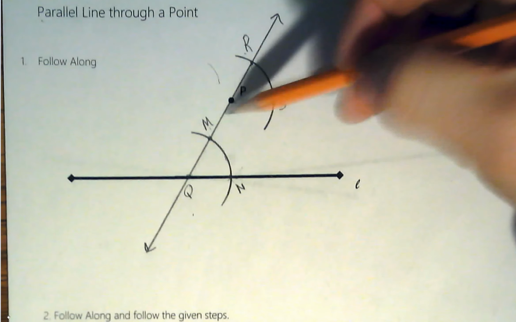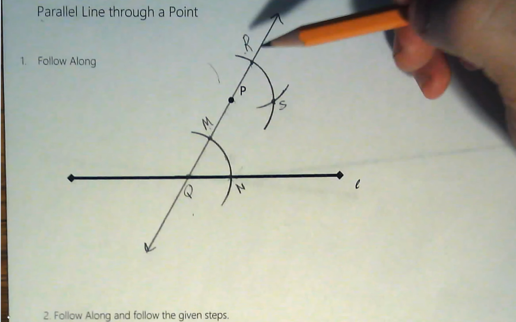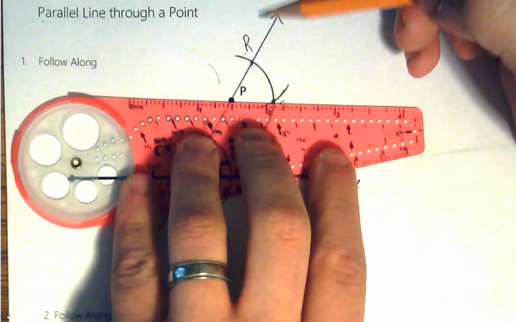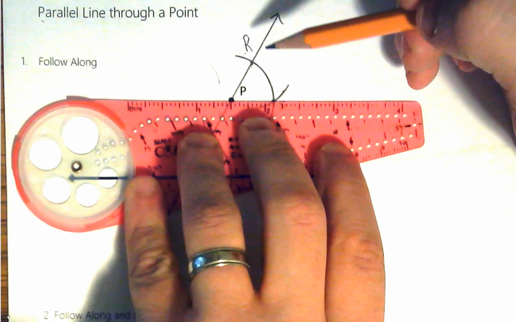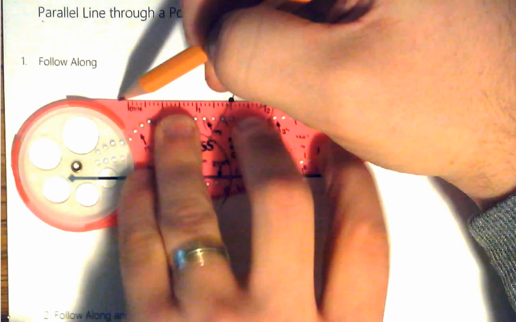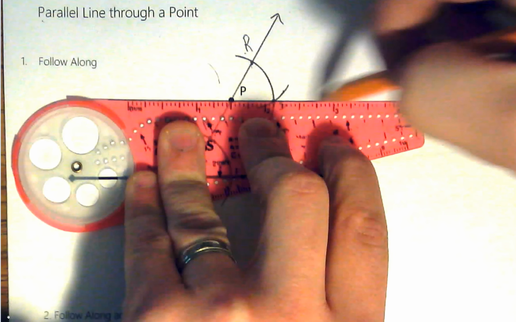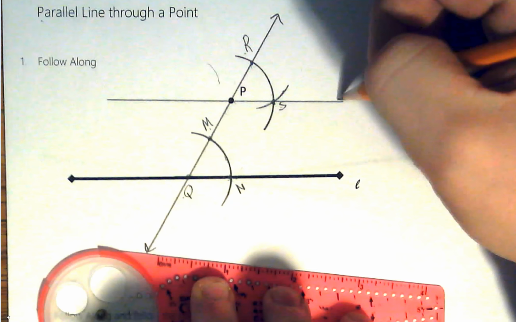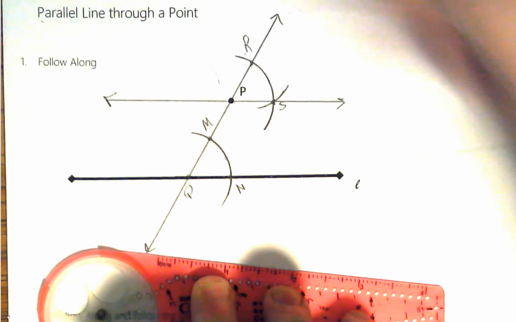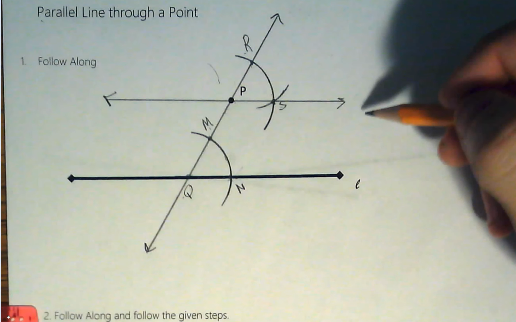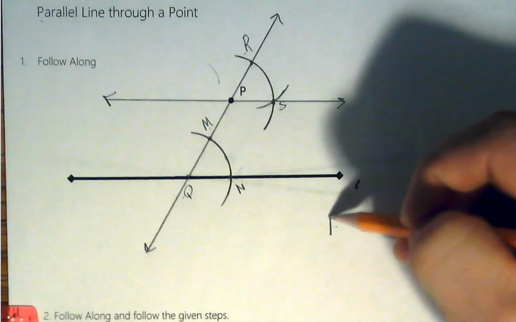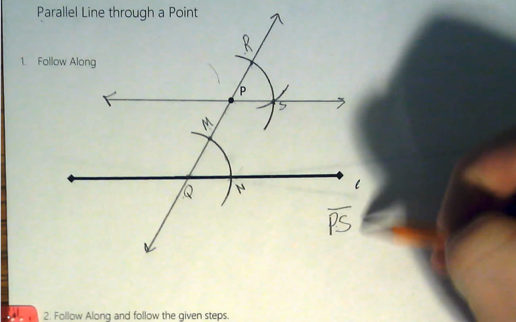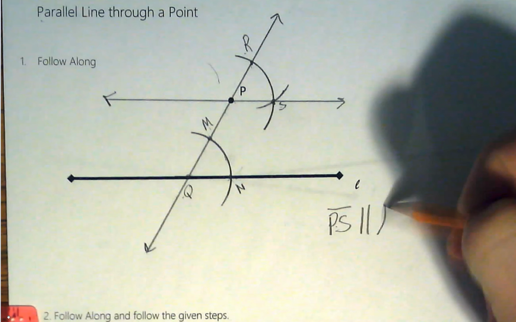So what I've got is a little congruent triangle here. What should happen is if I draw a line from P to S, then that line should be fairly close, if not exactly parallel to line L. So then what we can say is that PS is parallel to line L.